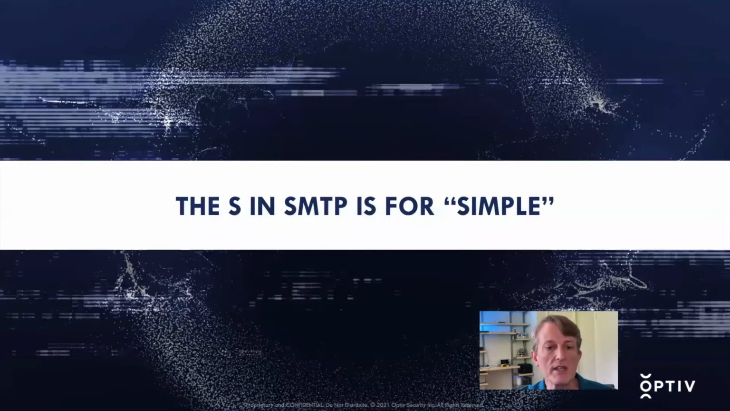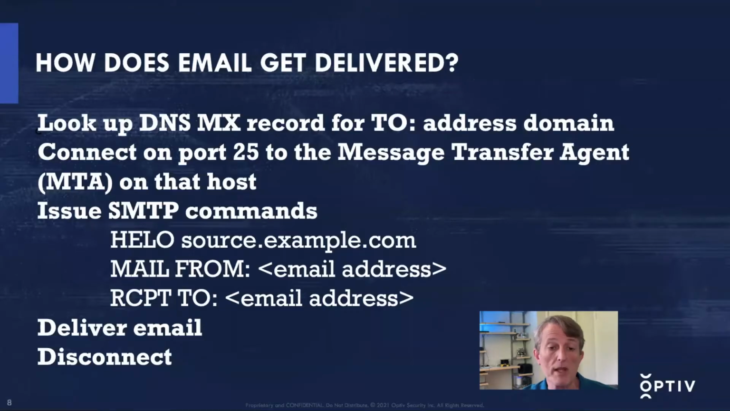So how does email get sent on the internet? It's with SMTP. And the S, of course, stands for simple. And it really is a very simple protocol fundamentally. You look up the DNS MX record, mail exchanger, it's a special record type, for the domain of the target address. You connect to port 25 on the IP address that's associated with that name. And then you issue some commands. You issue them as text. You can literally telnet to port 25 and engage in a perfectly valid SMTP transaction.